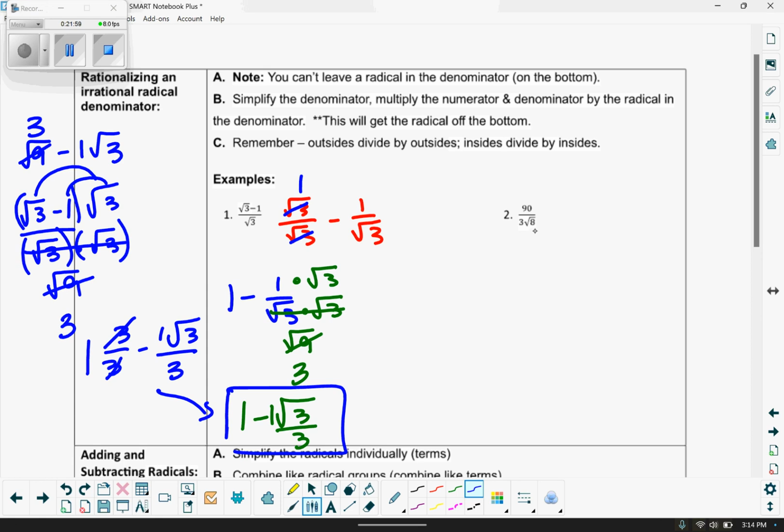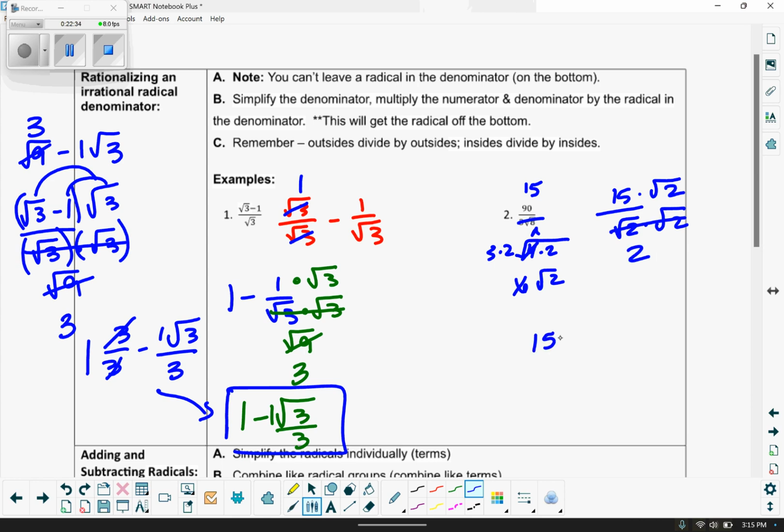Let's go ahead and break down this 8. This 8 breaks down to 4 times 2 underneath the radical. The square root of 4 is 2, so I end up with 6. So I get 6 radical 2. Now 90 divided by 6. 6 goes into 90 fifteen times. So now I've got 15 over radical 2, multiplied by radical 2 over radical 2. That gives me 2 on the bottom. So I end up with 15 radical 2 over 2. Maybe that's what I started with originally. Nope, yeah, that is much better.